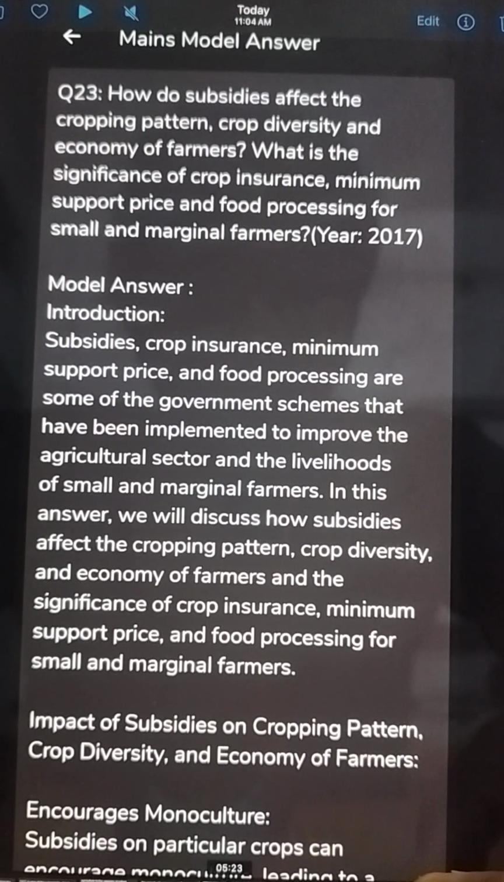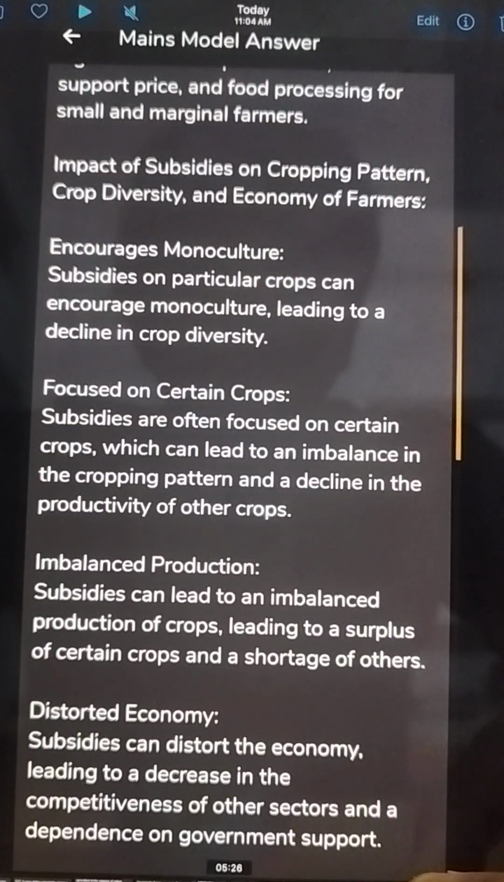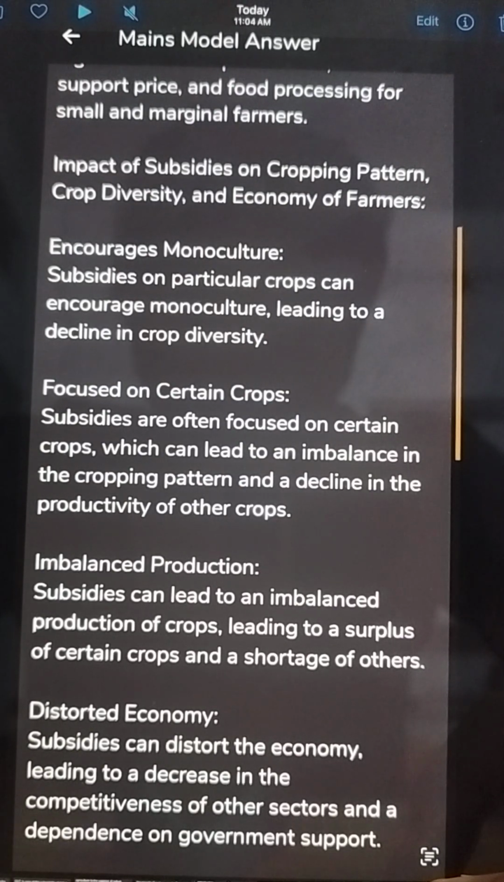Then comes the impact of subsidies on cropping pattern, crop diversity, and economy of farmers. First is that it encourages monoculture. Subsidies on particular crops can encourage monoculture, leading to a decline in crop diversity. Second is focus on certain crops. Subsidies are often focused on certain crops, which can lead to an imbalance in the cropping pattern and a decline in the productivity of other crops. Then third is imbalanced production. Subsidies can lead to an imbalanced production of crops, leading to a surplus of certain crops and a shortage of others.